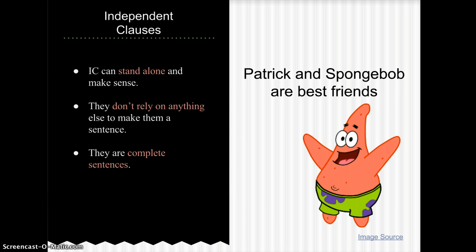While this particular clause doesn't have any punctuation at the end, it is still technically a complete sentence. So we could add a period to that to make it a declarative sentence, or we can add an exclamation point to make it an exclamatory sentence, or you could even say, Patrick and SpongeBob are best friends, but who would really question that?